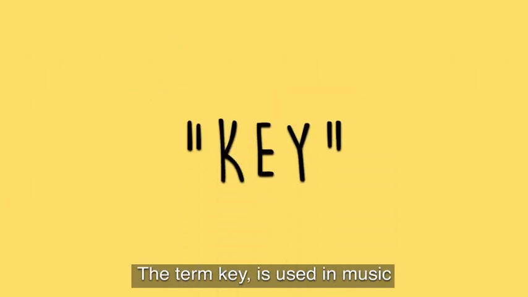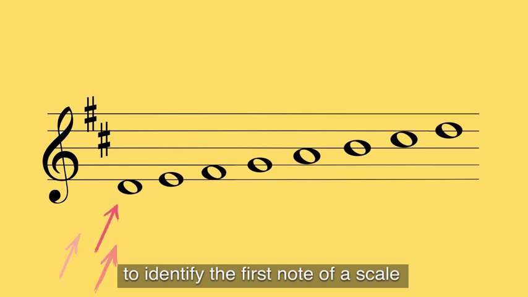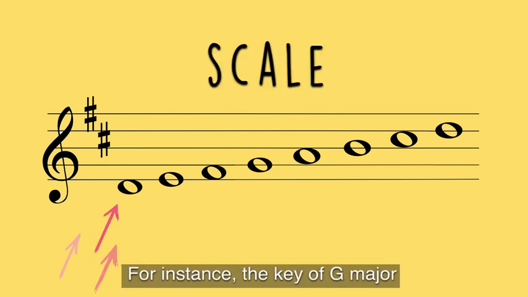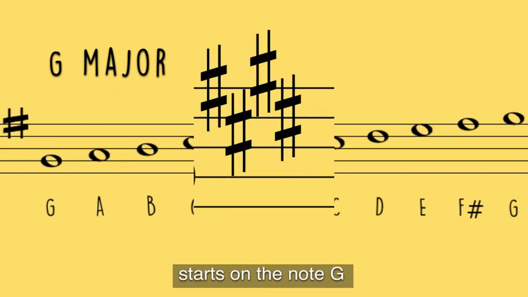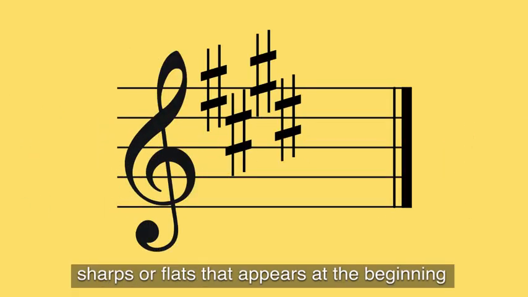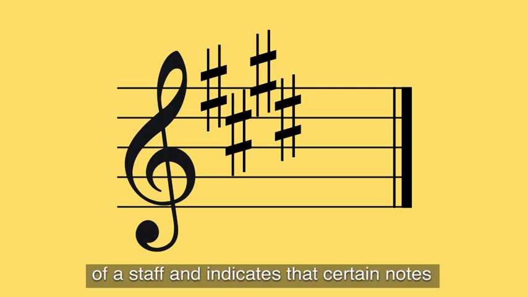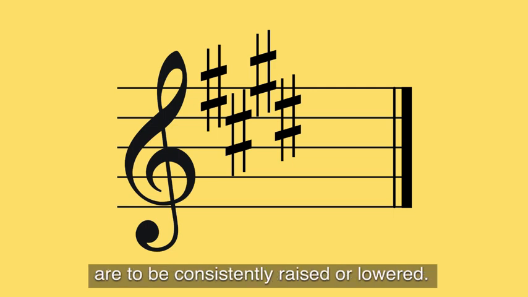The term key is used in music to identify the first note of a scale. For instance, the key of G major refers to the major scale that starts on the note G. A key signature is a pattern of sharps or flats that appears at the beginning of a staff and indicates that certain notes are to be consistently raised or lowered.